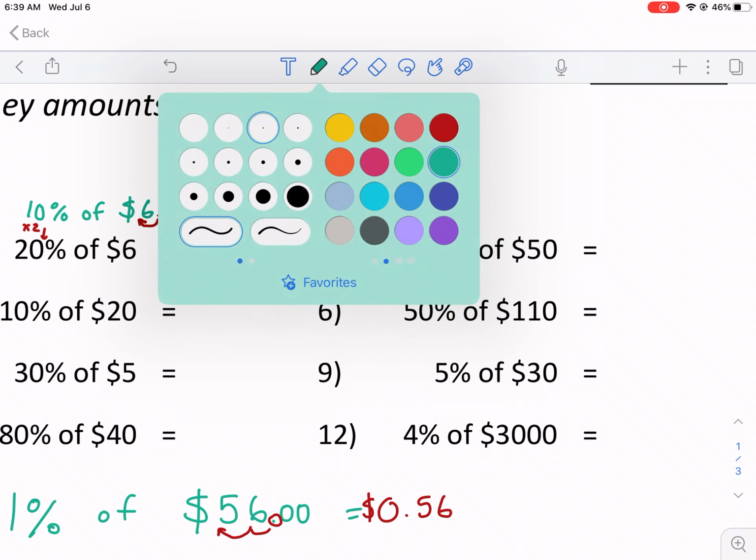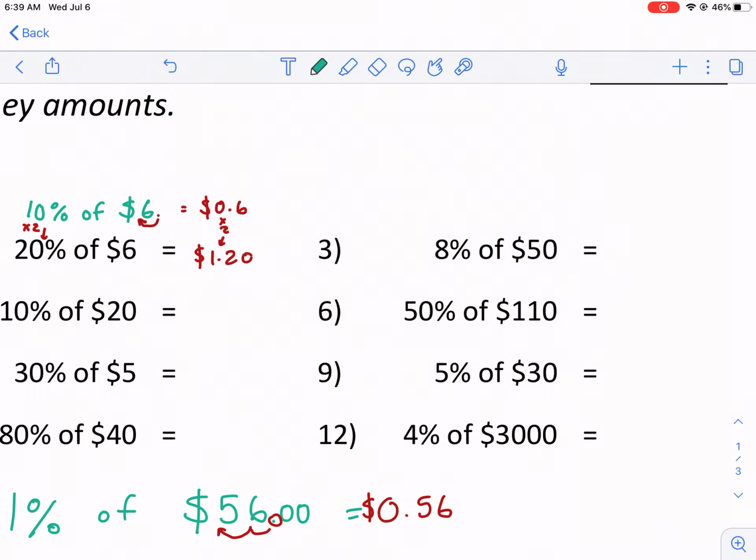Let's go ahead and do a couple more. I don't want to spend too much time on this first section. So 8%, I'm going to use, of course, the building block of 1%, because 1% is a multiple of 8. I wouldn't use 10% because it's going to be tough to convert. So I want to first find 1% of $50. Okay, so what do?